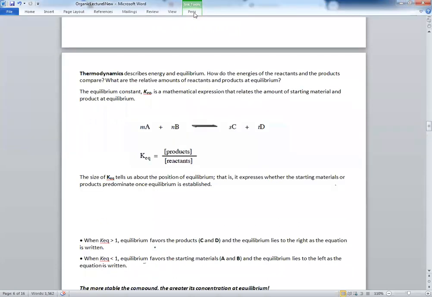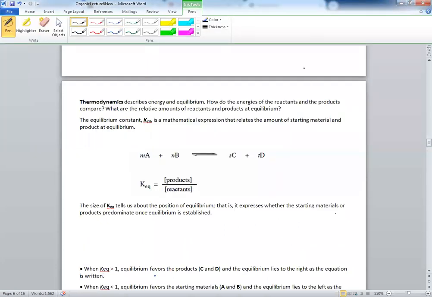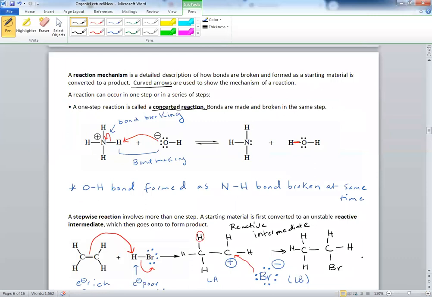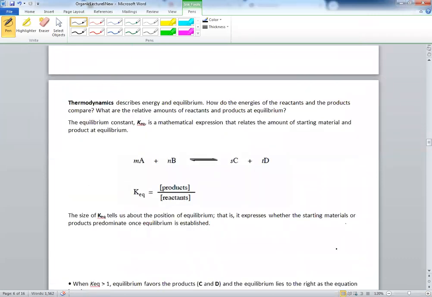Thermodynamics describes the energy, thermo, of course, from heat, and heat is a form of energy, and equilibrium. We already talked about equilibrium. You ask two legitimate questions when you study thermodynamics. Very important questions: how do the energies of reactants and products compare? Is one higher than the other? Which one is? They will never be the same. And what are the relative amounts of reactants and products at equilibrium?